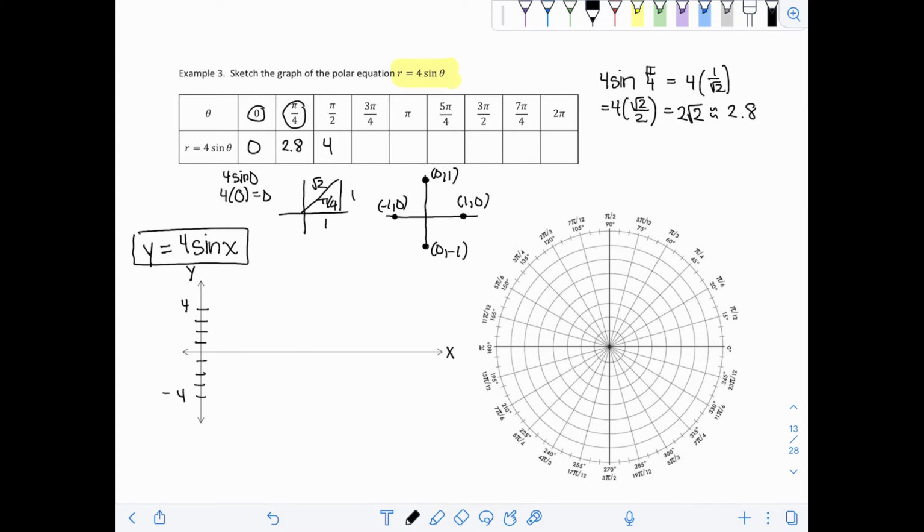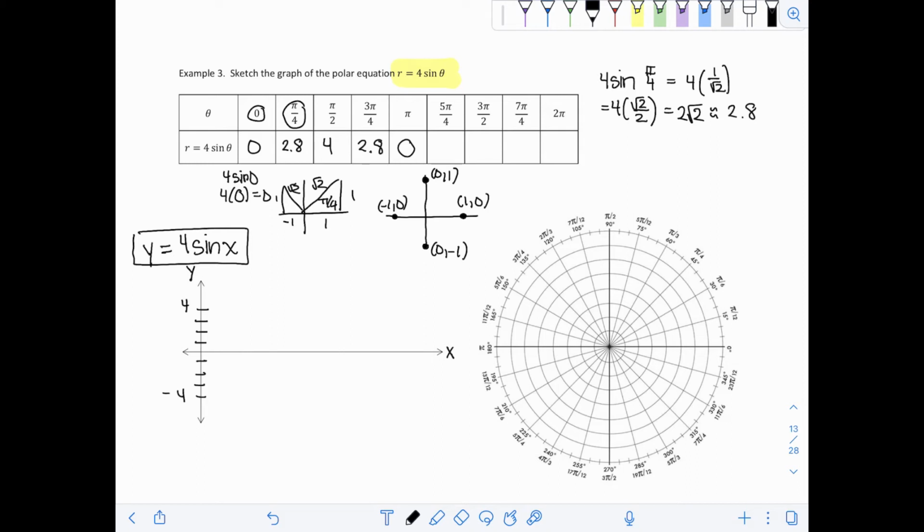3 pi over 4, well, we've already done the pi over 4, but if we move over to quadrant 2, really nothing changes for sine because it's still positive there. So this is going to be 2.8 again. If we plug in pi, sine is 0 there. So I'm going to put a 0, and then you start to notice it repeating.